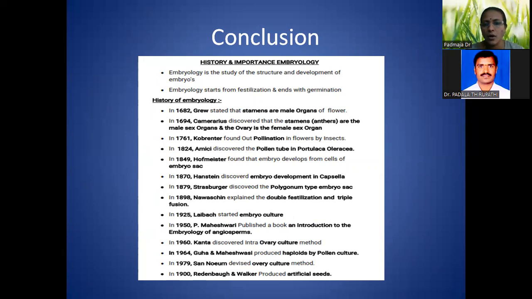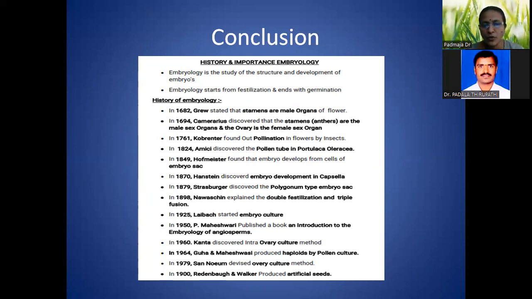They are also called microsporophylls, in comparison to the gymnosperms, the male sex organs, and the ovary is the female sex organ. This ovary is also called the carpel, and this is also called megasporophyll. In 1761, Kolreuter found out pollination in flowers by insects. Pollination by insects is called entomophily.